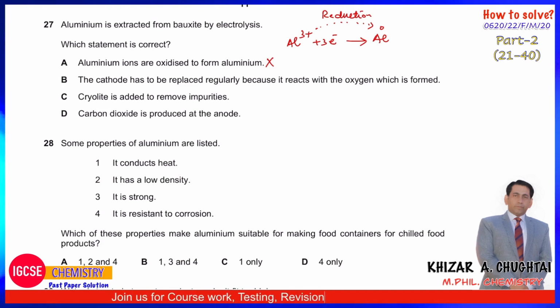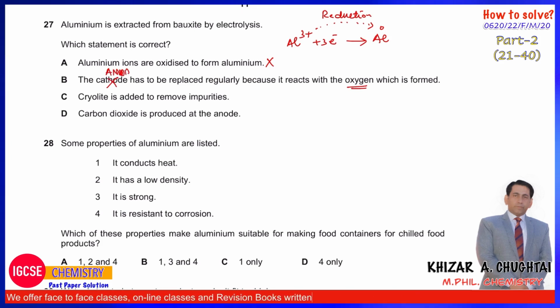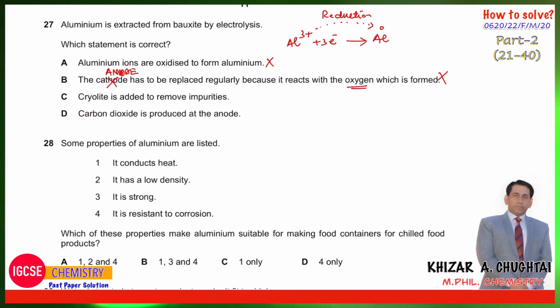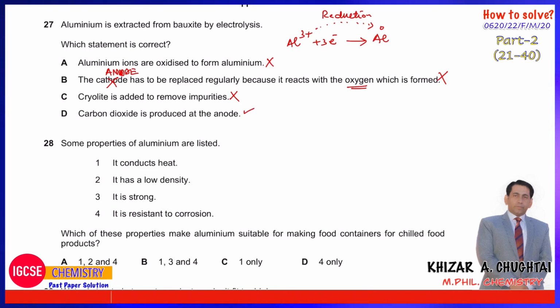Cathode has to be replaced regularly because it reacts with the oxygen which is formed. No, basically oxygen is formed at the anode, not at the cathode. It is the story of the anode. So again it's wrong. Cryolite is added to remove impurities. Cryolite is basically added to lower the melting point of the bauxite. So again it's incorrect. Carbon dioxide is produced at the anode, yes, because of the high temperature. Oxygen reacts with the carbon anode and causes the formation of CO2. So D is the correct option.